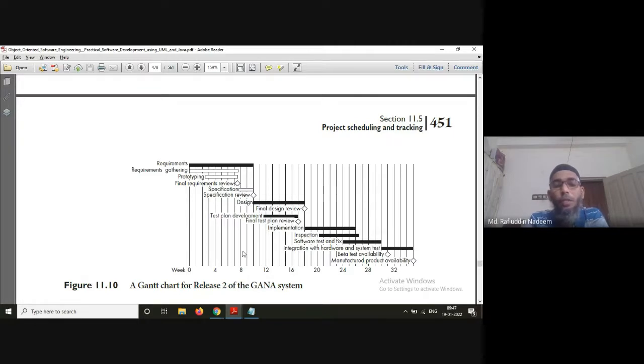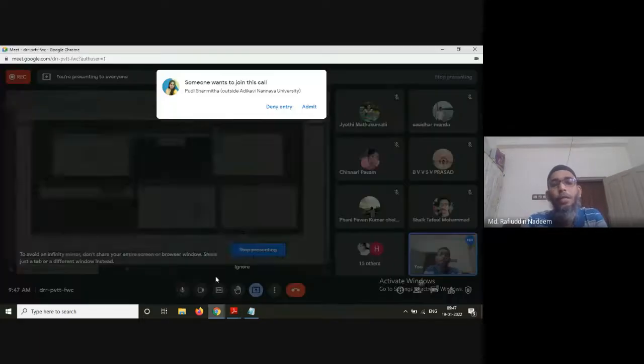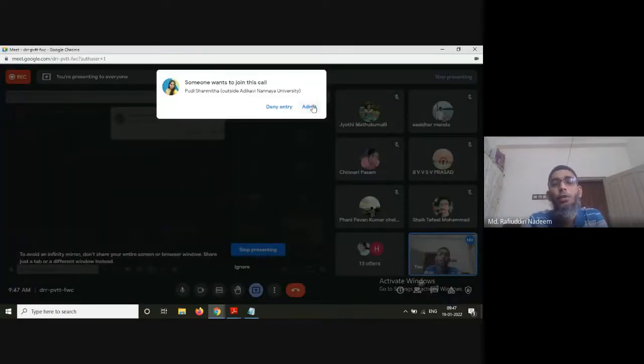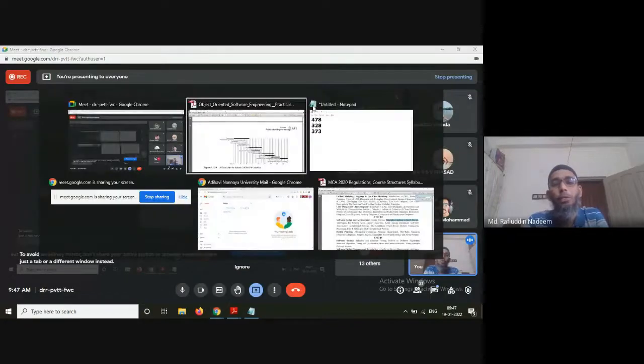And if you go by the time axis, it tells you at which point an activity is going to start and at which point it is going to end. In some Gantt charts you will come across dates also, specific dates.